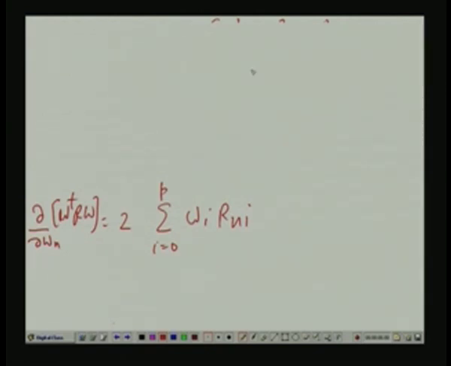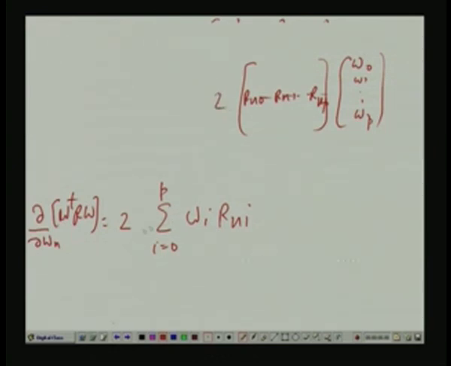What is this summation? You can easily see, if you take the R matrix kth row, R k 0, R k 1, dot dot dot R k p, and W 0, W 1, dot dot dot W p. This row times this column multiplied by 2, of course. This is what you get to obtain the kth derivative. And now when k is 0, you get the first row, then second row, like that. So, this is very simply the R matrix, isn't it? So, what you get is twice R W.